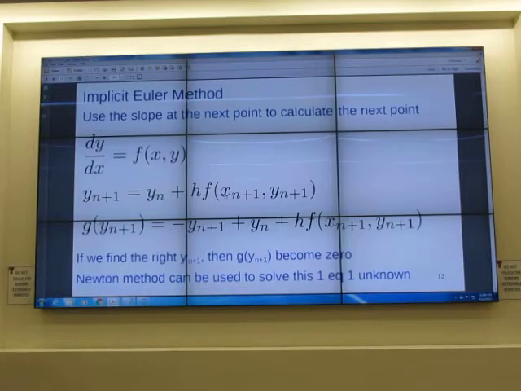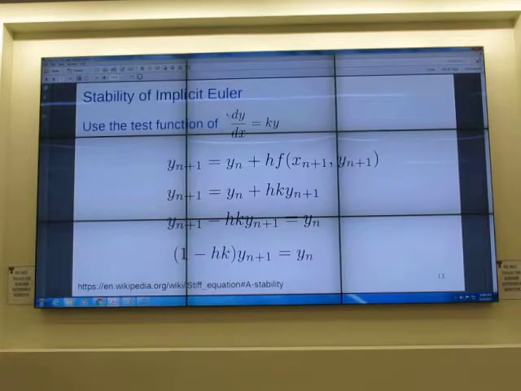Okay. So for linear stability, we can pick one linear function, dy by dx equal to k multiplied by y. So this is like stability analysis. And we have next point equal to current point plus delta x multiplied by slope at the next point. Okay. Slope at the next point is k and y n plus 1. Right? Rearrange it, you get this form.